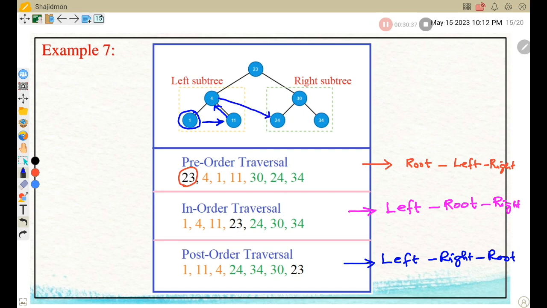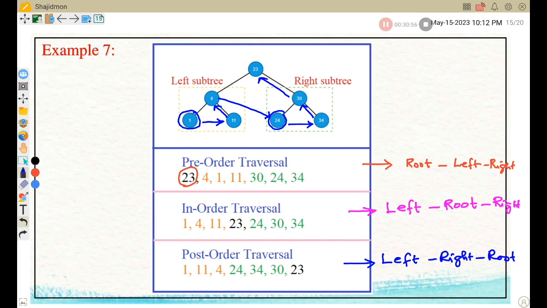Next left part here, so 24. After that right, that is 34. Then we need to go to this 30. After visiting all, we need to go to the root vertex, that is 23. This is the post order traversal. Hope you understood this example.